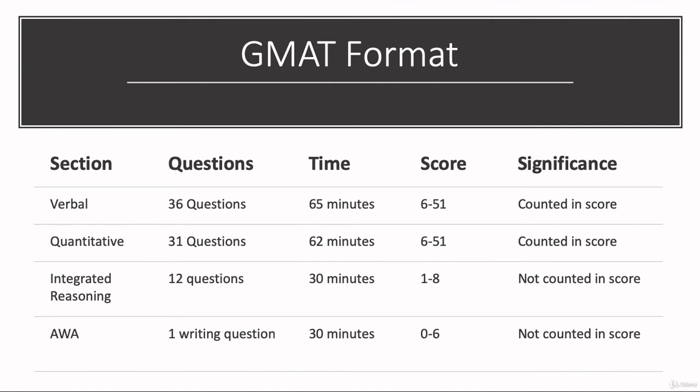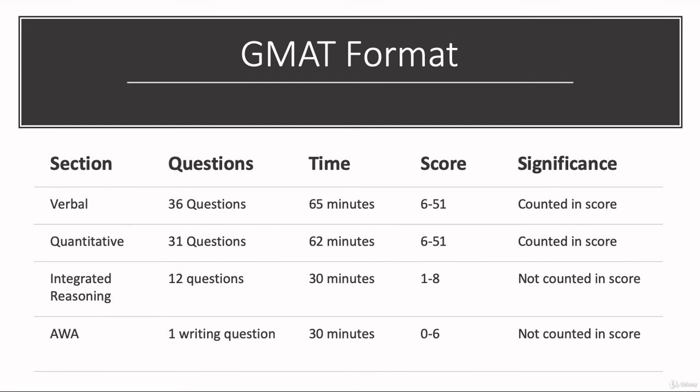The final section is an AWA, which is an analytical writing assessment section, which consists of one writing question. So you will be given a situation and you have to write your answer on the basis of whatever you observe from that question which is given to you. You are allotted 30 minutes for this question and the score ranges between 0 to 6. This writing assessment is evaluated twice, once by a computer and once by a human, and the average of both scores is taken to be your final score.